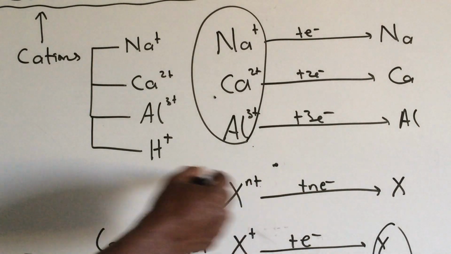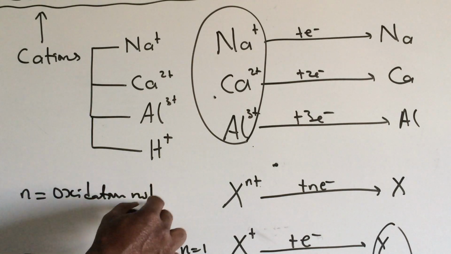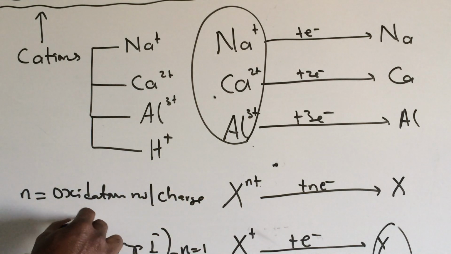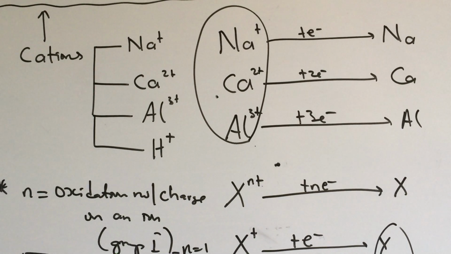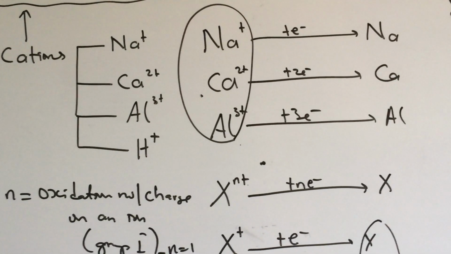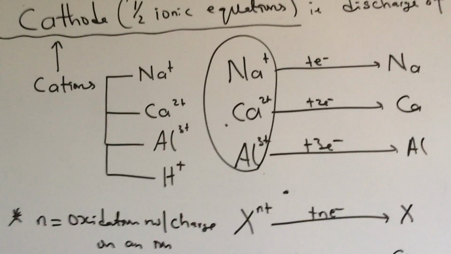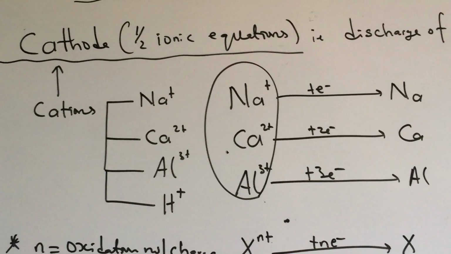As you can see, the n there is the oxidation number, or the charge on an ion. Don't forget the charge. So the number of electrons accepted depends on the oxidation number or the charge on an ion. So very, very important. This is how you discharge cations, and this is the cathode half cell equation.